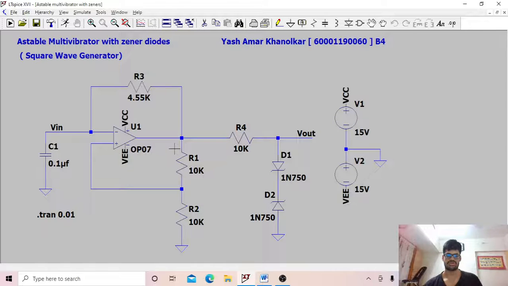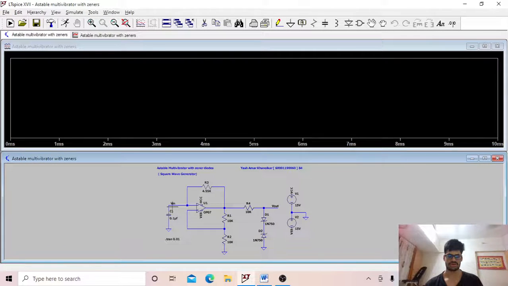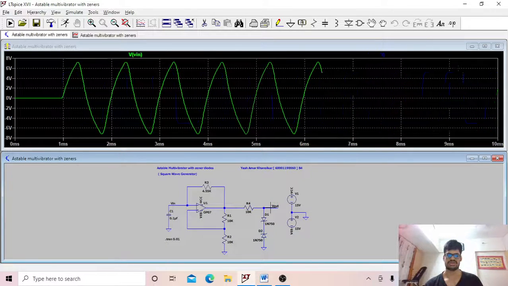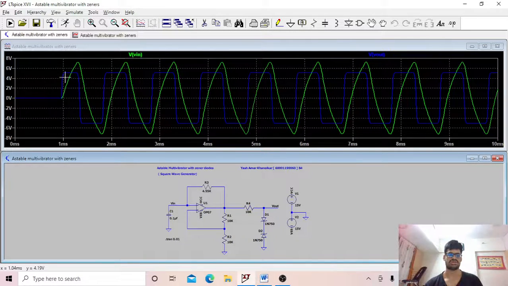The only difference here is that we have two Zener diodes connected back to back in inverting configuration to each other. So this Zener diode pair clamps the output voltage. The rest of the circuit is the same as the previous one, and we can simulate this now. We can see that Vin is exactly the same as the previous circuit, and we see Vout. We see that Vout has been significantly reduced, and this is due to the clamping effect of the Zener diodes.